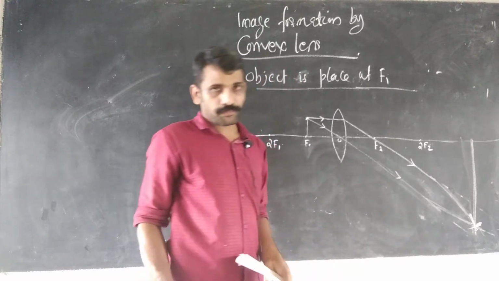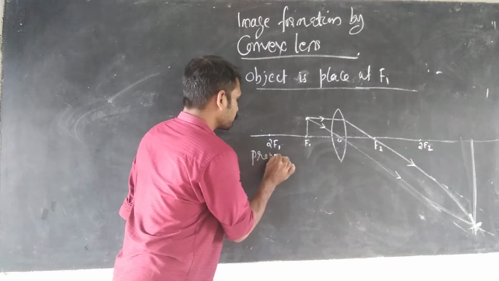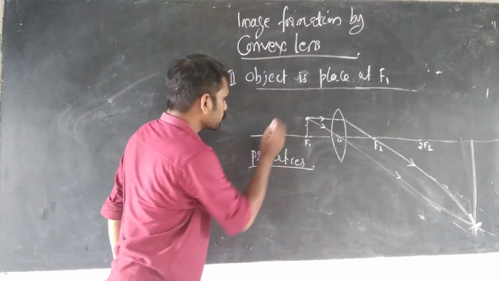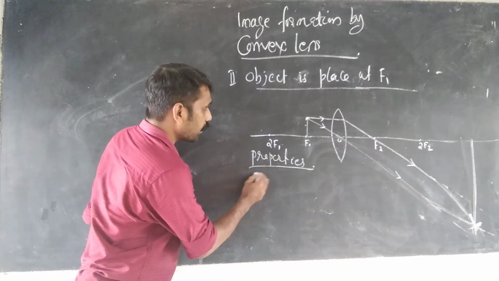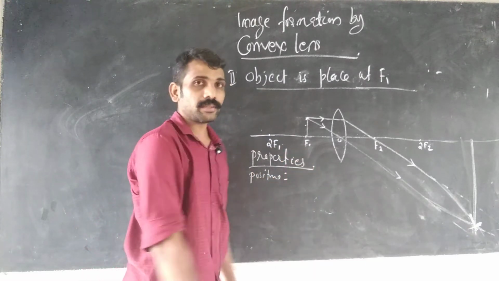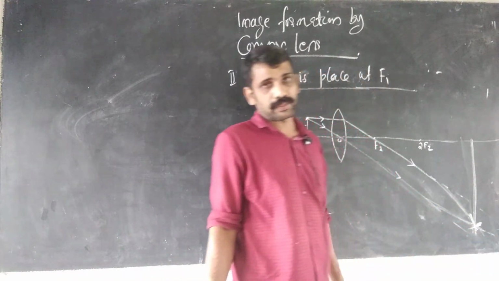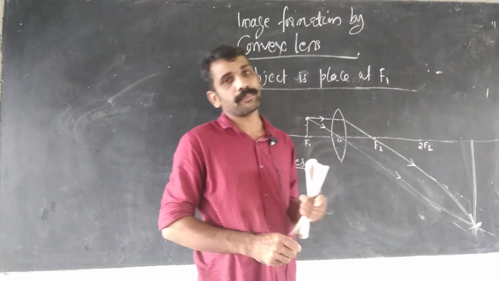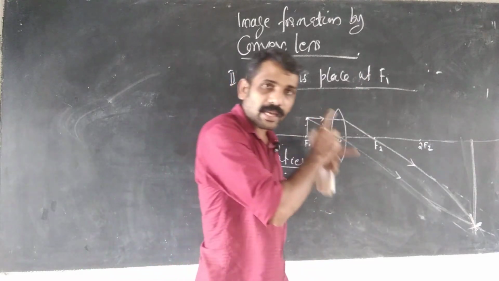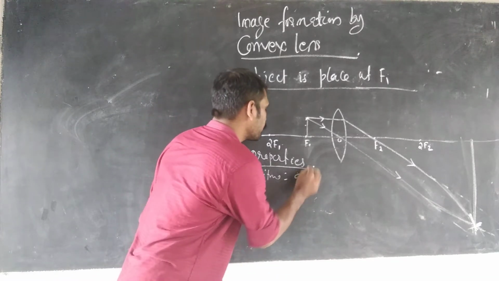So what are the properties of the image? Object placed at F1. Position. Where is the position? Position is at infinity because the rays are intersecting at infinity. When rays are intersecting, at that place the image is formed. If rays are not intersecting, the image will not be formed. Here rays are intersecting at infinity, so the image is formed at infinity. So position is at infinity.